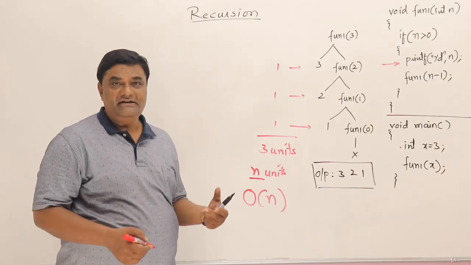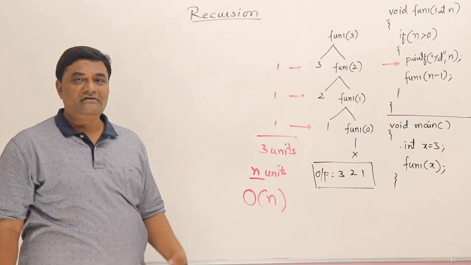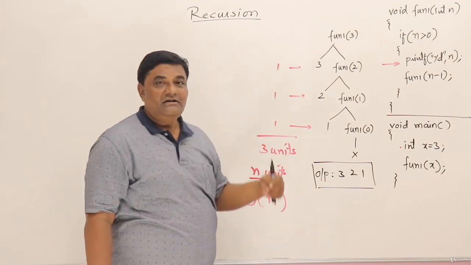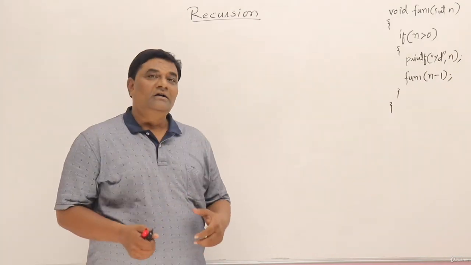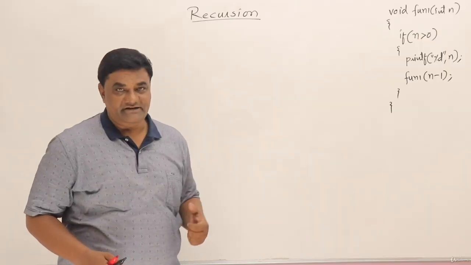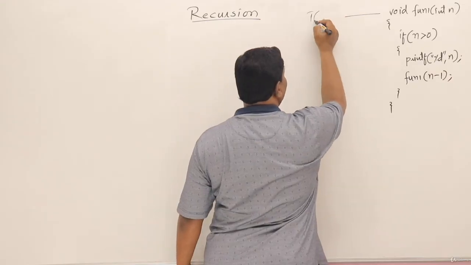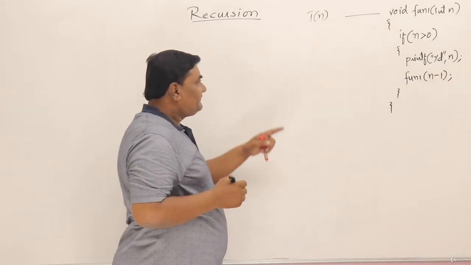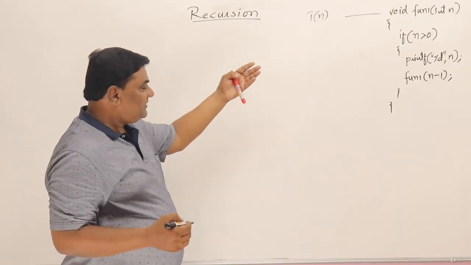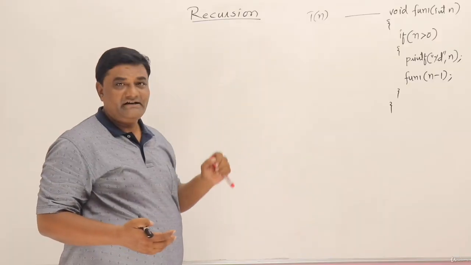There is one more method of finding the time complexity using recurrence relation. I will show you how to write a recurrence relation and how to solve it to find the time complexity of recursive functions. Now let us find out the time complexity of this recursive function using recurrence relation. We assume that the time taken by this function is T(n). T is for time. If the time taken by that function fun1 is T(n), then that total time should be the sum of all the times taken by the statements inside.